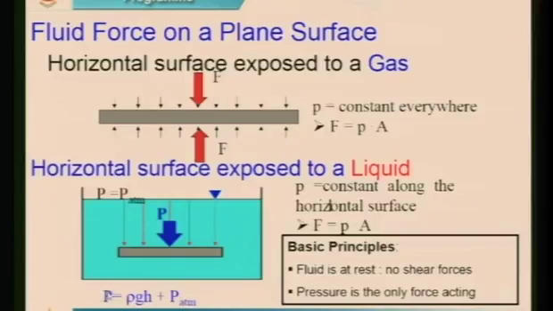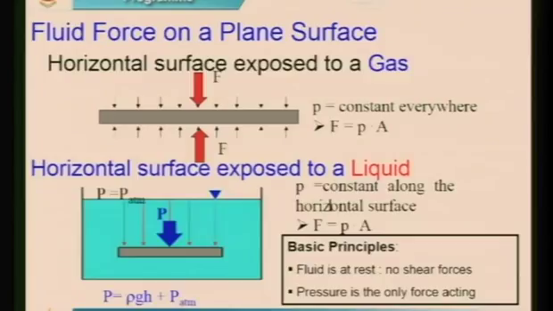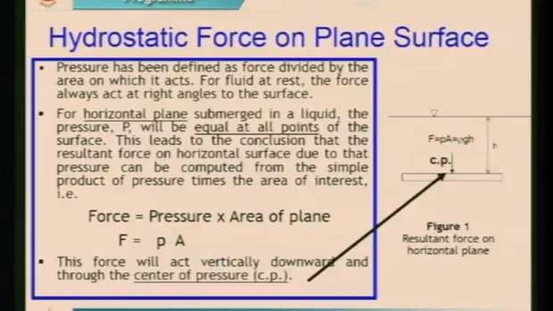Now the intensity of pressure is given by gamma h, which is density of the liquid times acceleration due to gravity times the height of the liquid, plus P atmosphere. What is this? This is the atmospheric pressure on the top of the surface, which is going to give you the absolute pressure. So if you ask me what is the fluid force on a plane surface in a horizontal position, your answer should be that everywhere it is the same. I will show you one more slide. You can see the same thing.